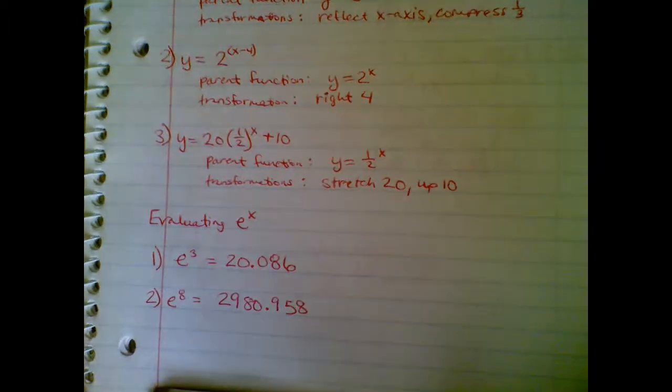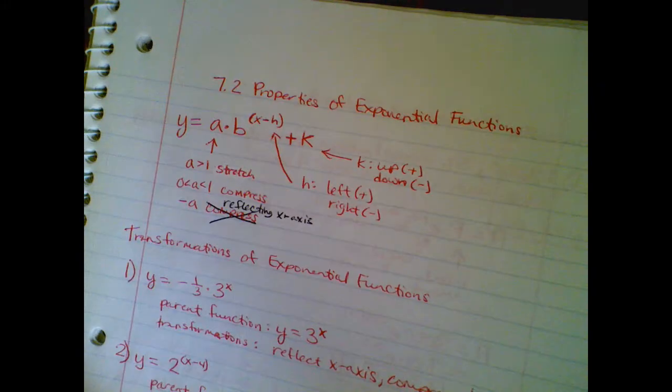Alrighty, now where this is going to come into play is compounded interest. So if we look at our compounded interest equation, we are going to have the equation y equals P times e to the rt power.